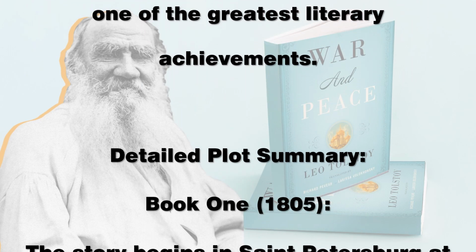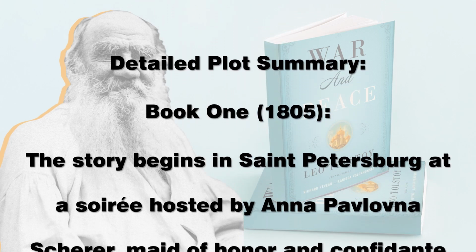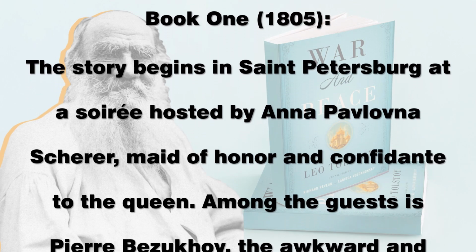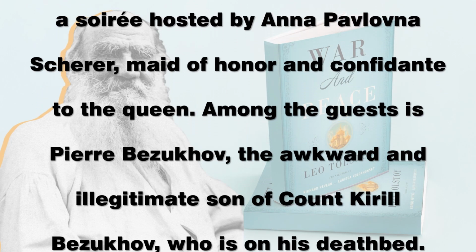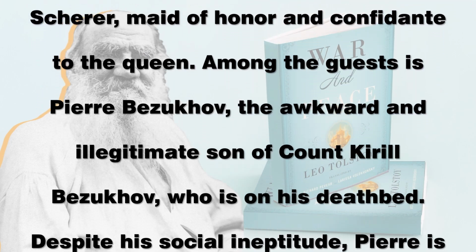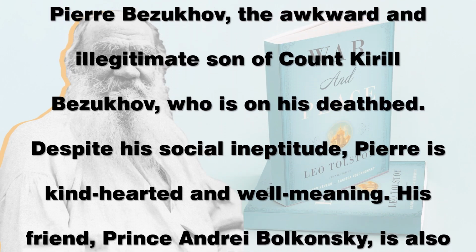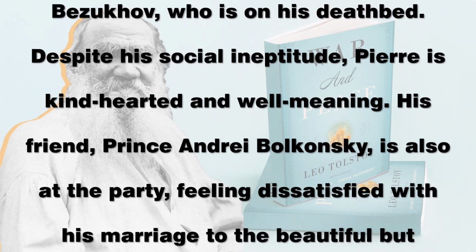Detailed plot summary. Book 1, 1805. The story begins in St. Petersburg at a soirée hosted by Anna Pavlovna Scherer, maid of honor and confidant to the Queen. Among the guests is Pierre Bezukhov, the awkward and illegitimate son of Count Kirill Bezukhov, who is on his deathbed. Despite his social ineptitude, Pierre is kind-hearted and well-meaning.